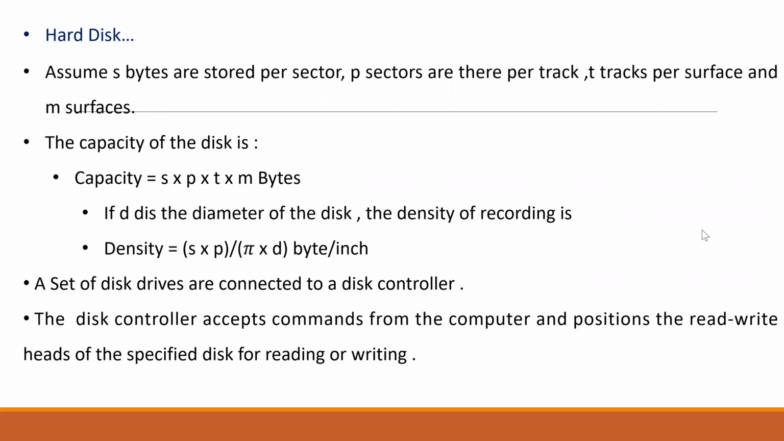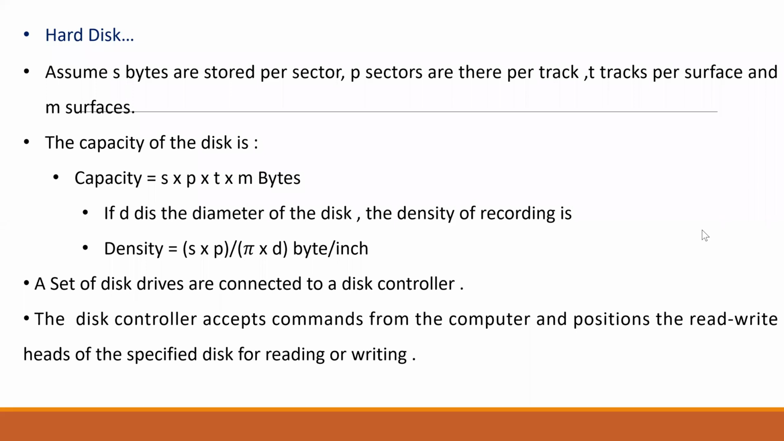So assume that S bytes are stored per sector, P sectors are there per track, T tracks per surface, and M surfaces. So the multiplication of all these, S into P into T into M, gives you the capacity of the hard disk. So what is S?